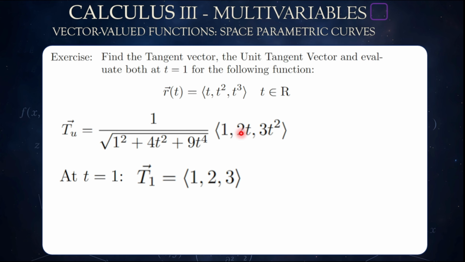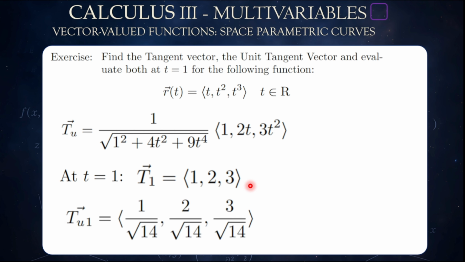T(1) is equal to (1, 2, 3), that's the original vector, and for the unitary vector, it would become (1, 2, 3) multiplied by 1 over square root of 14, because if we replace t by 1, you get square root of 1 plus 4 plus 9, which is 14. That's the final answer.